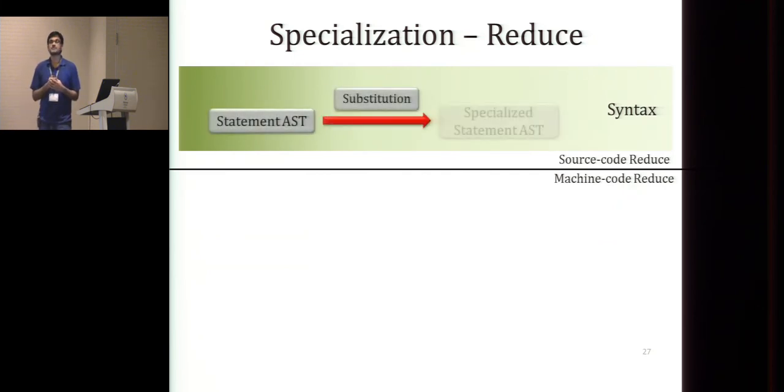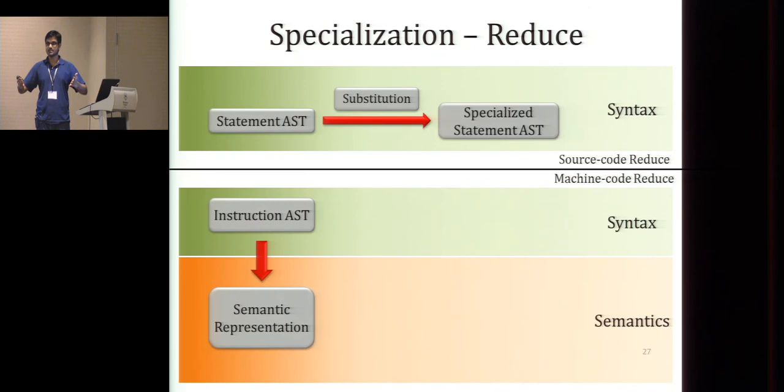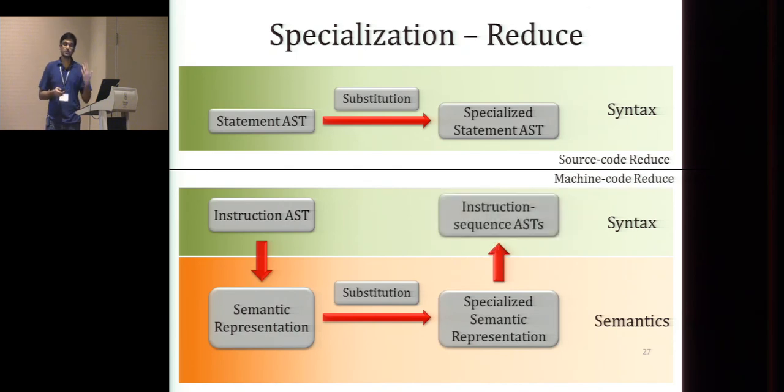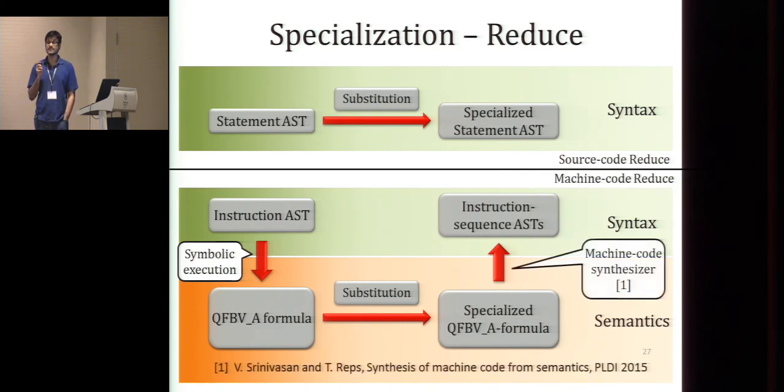Viper counters this issue by specializing an explicit representation of the semantics of an instruction instead of its syntax. So Viper converts an instruction into a semantic representation that exposes all the operands. It then specializes that representation with respect to a store, and then it obtains a sequence of instructions that's equivalent to the specialized semantic representation. Viper uses quantifier-free bit vector logic plus array formulas to represent the semantics of instructions. It uses plain old symbolic execution to convert an instruction into a formula. And it uses a machine code synthesizer to synthesize an instruction sequence that's equivalent to a specialized formula. The synthesized instruction sequence constitutes the residual code of reduce.